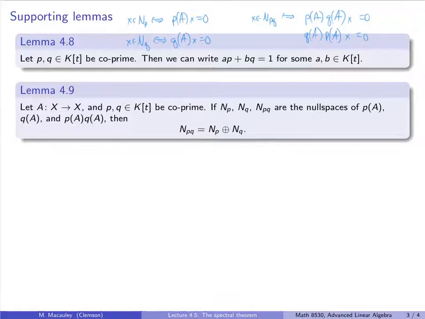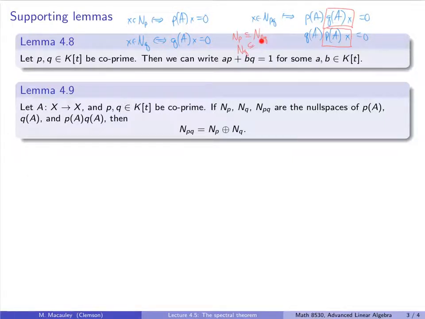So notice, if x is killed by P of A, then clearly x is going to be killed by Q of A, P of A, because that is going to be 0. Similarly, if x is killed by Q of A, then it's in NPQ as well, because Q of A x is equal to 0, so this whole polynomial times x will be 0. So in other words, this shows right away that NP is contained in NPQ, and also NQ is contained in that as well.